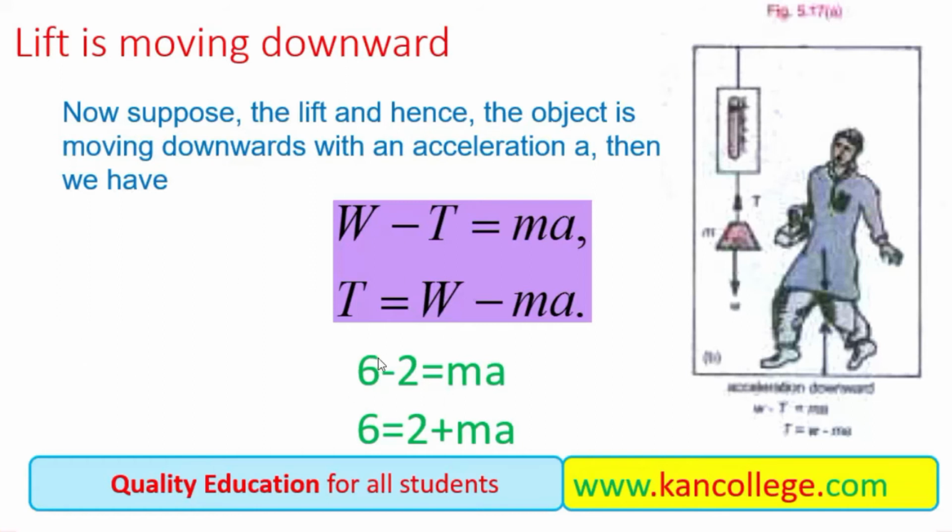If initially the weight was 6 Newton, the tension in the string decreases as the ceiling is moving downward. When the ceiling moves suddenly in the downward direction, the tension in the rope or string will decrease. Let it decrease to a value 2. Then weight was initially 6, tension is now 2, and the net force of 4 Newton will accelerate the mass in the downward direction, as weight is more and tension is less.